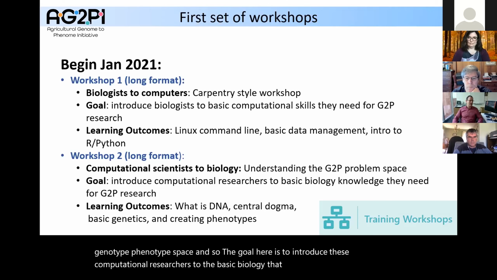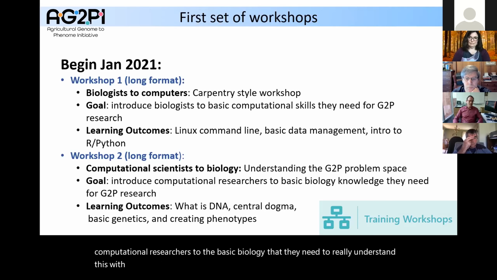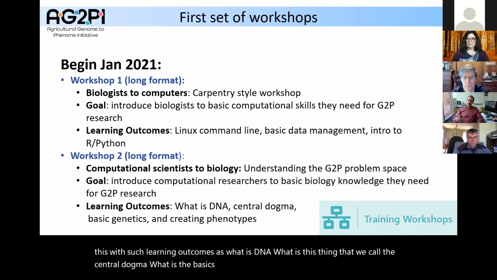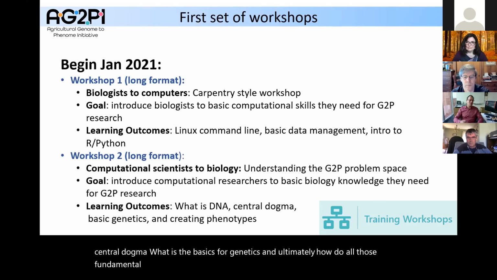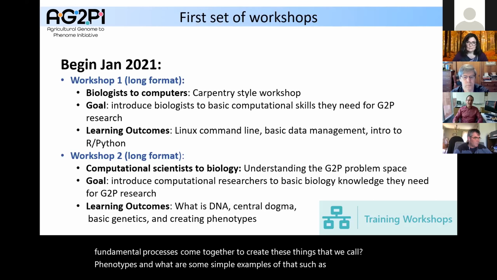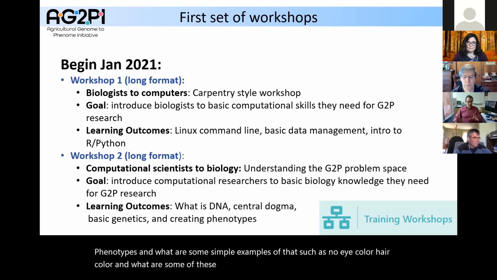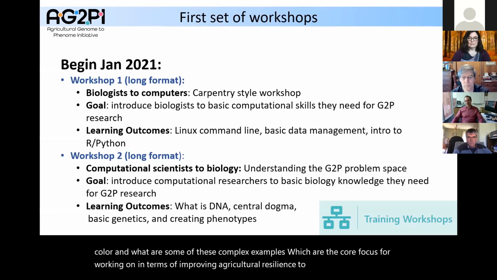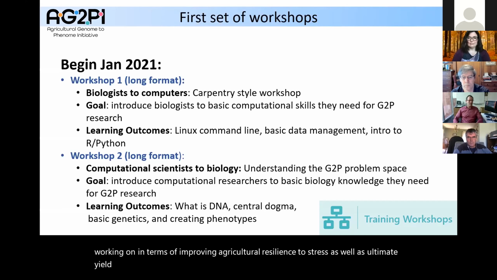And so the goal here is to introduce these computational researchers to the basic biology that they need to really understand this, with such learning outcomes as, what is DNA? What is this thing that we call the central dogma? What is the basics for genetics? And ultimately, how do all those fundamental processes come together to create these things that we call phenotypes? And what are some simple examples of that, such as eye color or hair color? And what are some of these complex examples, which are the core focus for what we're working on in terms of improving agricultural resilience to stress, as well as ultimate yield or other beneficial traits?